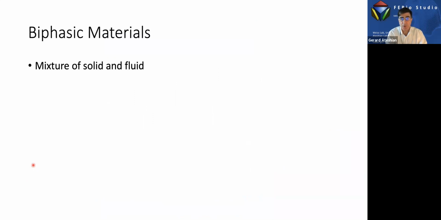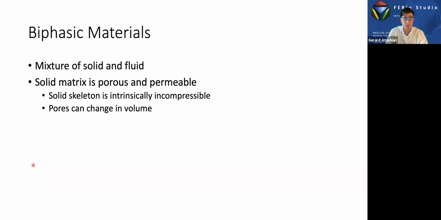So biphasic materials are mixtures of a solid and fluid. So we use biphasic materials to do porous media theories. Biphasic materials are implemented in FEBio, and here are some of the things that you need to know about this implementation. We make the assumption that the solid matrix is porous and permeable, meaning the fluid can flow within the porous matrix. And the solid skeleton of the solid matrix is intrinsically incompressible.